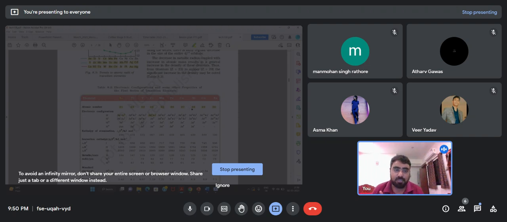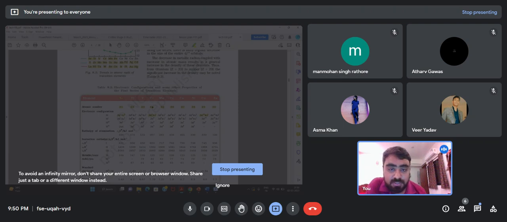27, 3d7 4s2. 28, swap it, so 8 here, 2 here. 29, it should be 9, 2. Again, 9, 2. Which is better, 3d9 4s2 or 3d10 4s1? 3d10 4s1. Why? Because it is a full filled configuration.